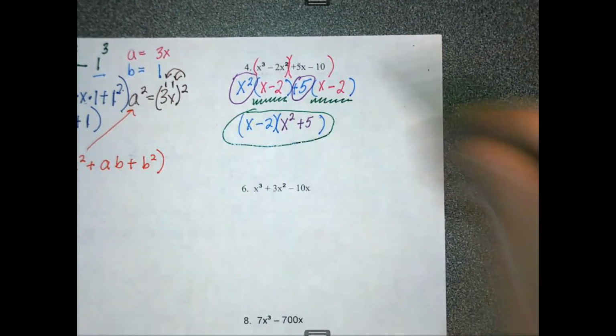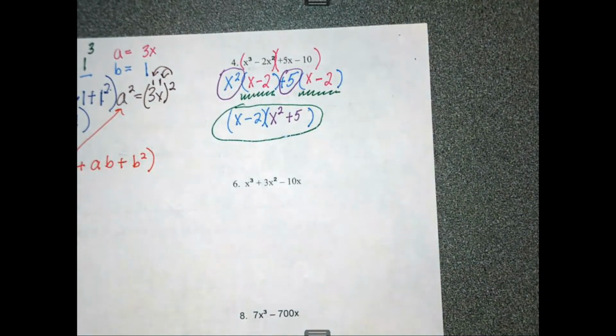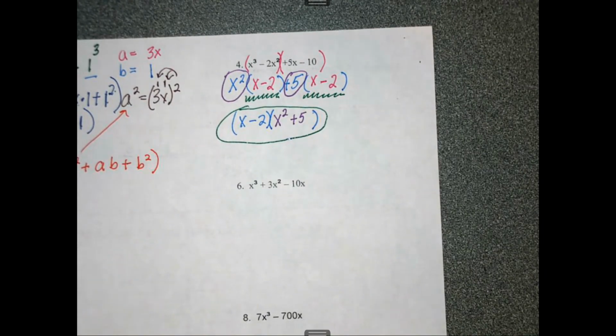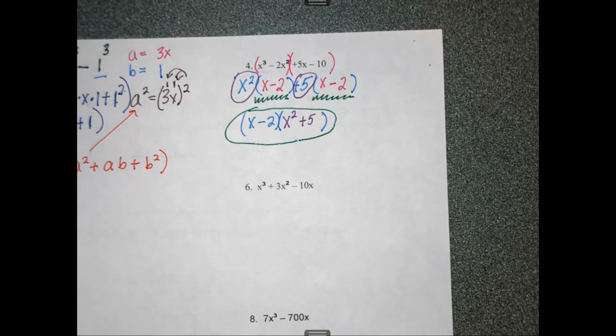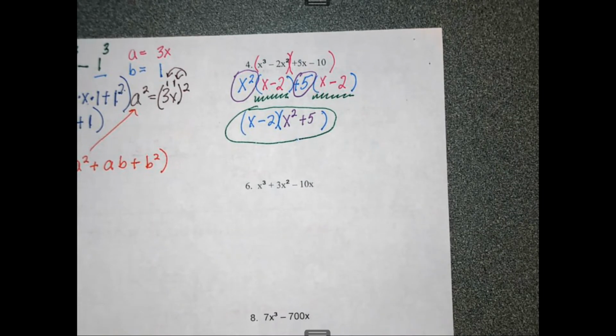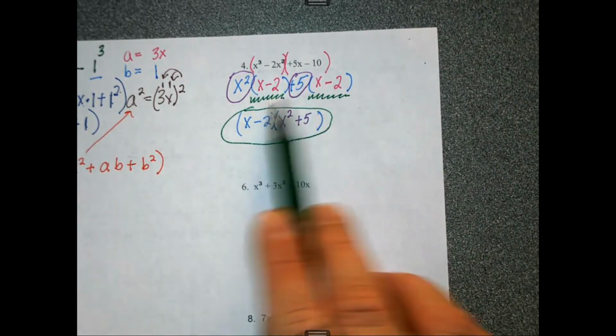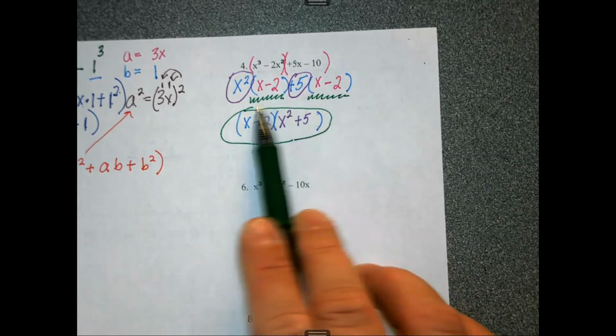Pretty clever, huh? Not as hard as cubes, right? I was just confused at first. Like, wait, why is there another x minus 2 in there? If they're the same number, you don't do anything. Chances are if you didn't get the same quantity here, you did something wrong.